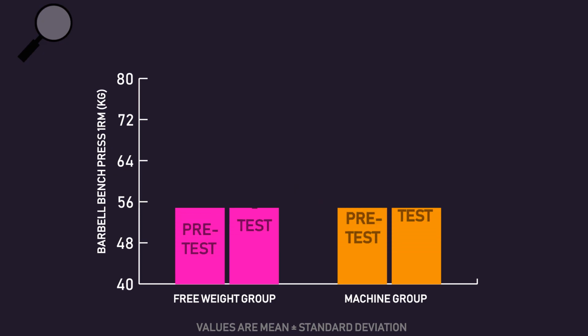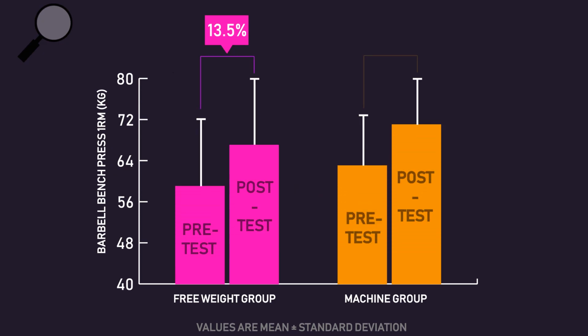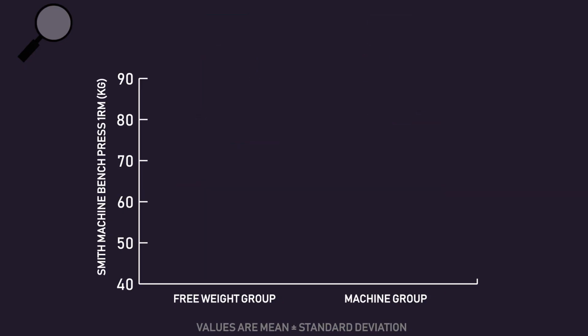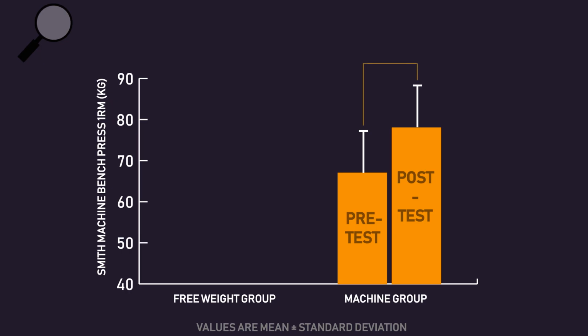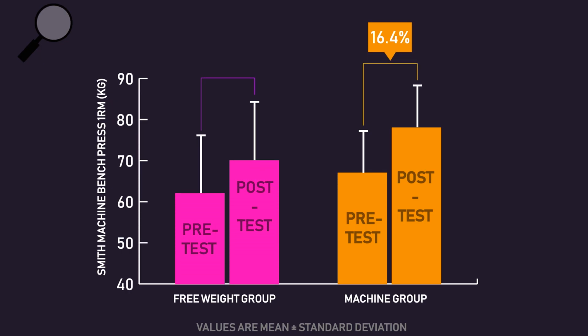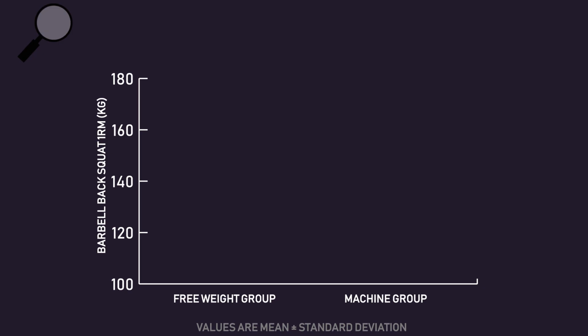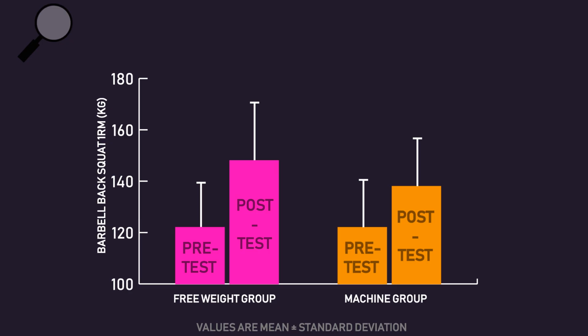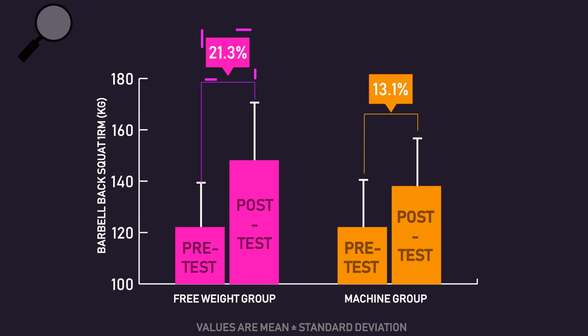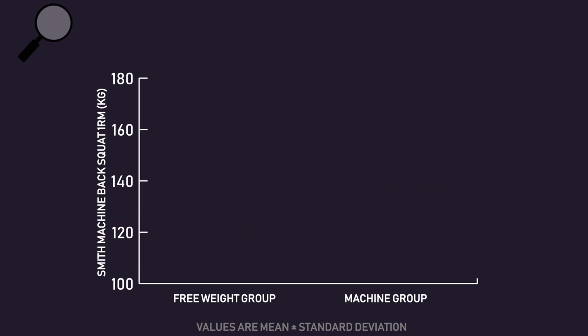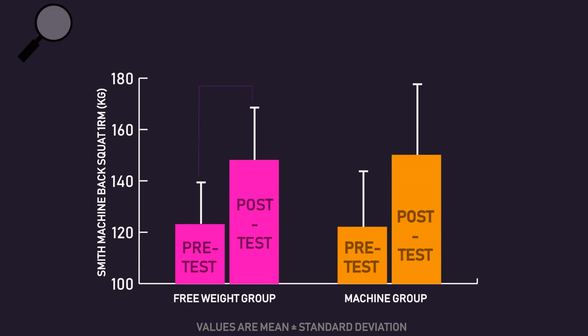Starting off with the strength results, both groups actually experienced similar increases in barbell bench press 1 rep max. For 1 rep max on the Smith machine bench press, the machine group experienced greater gains compared to the free weight group. For predicted barbell back squat 1 rep maxes, both groups experienced statistically similar increases. However, it's very clear to see that percentage-wise, the free weight group experienced greater gains. For predicted Smith machine squat 1 rep maxes, both groups experienced similar increases.